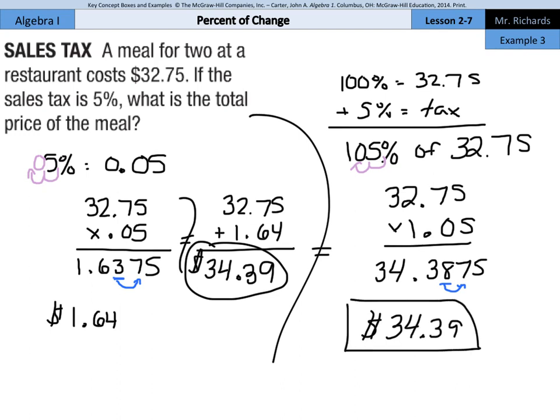So either we can find the tax amount, then add it to our bill, or you can recognize that, wait a minute, my bill is 100%. The tax here is 5%, so I'm paying 105% of my price, then multiply by the 1.05 and round to get your answer. Both methods work. You can use either.